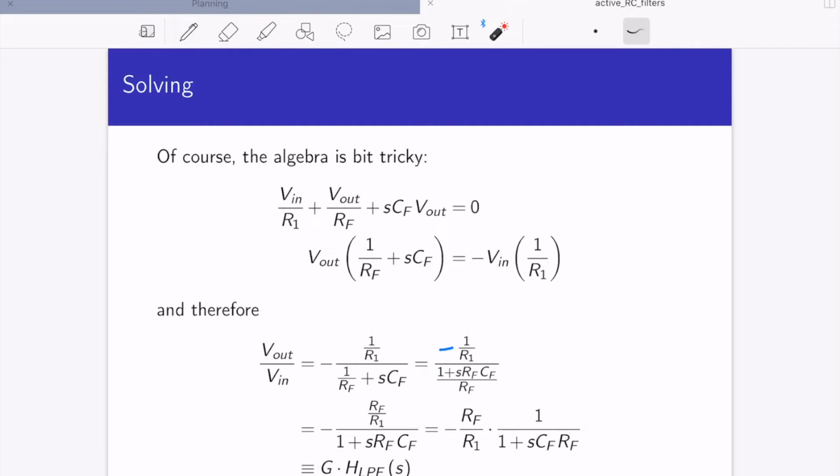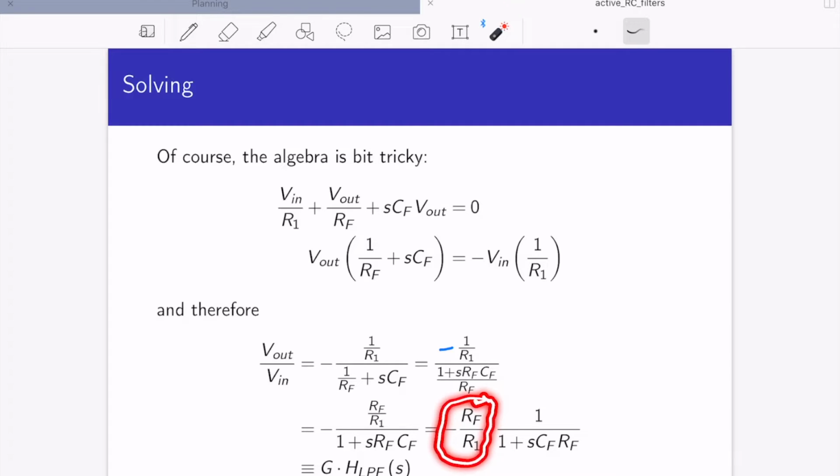Okay, and then I can invert that fraction, multiply by 1 over R1. There's that minus sign came back already. We have RF over R1 with the minus over the denominator, 1 plus SRF CF. And if we look at this, what we see is that we have a gain that depends on RF and R1. And that is just the DC gain you would get if you removed the capacitor from the circuit. Remember, at DC, a capacitor looks like an open. We talked about that briefly early in the class.